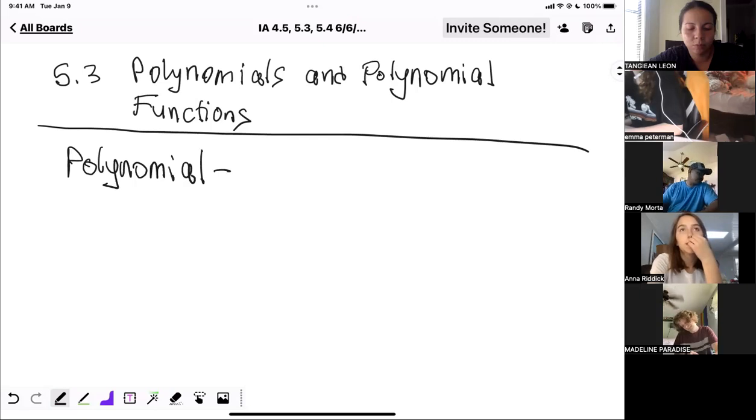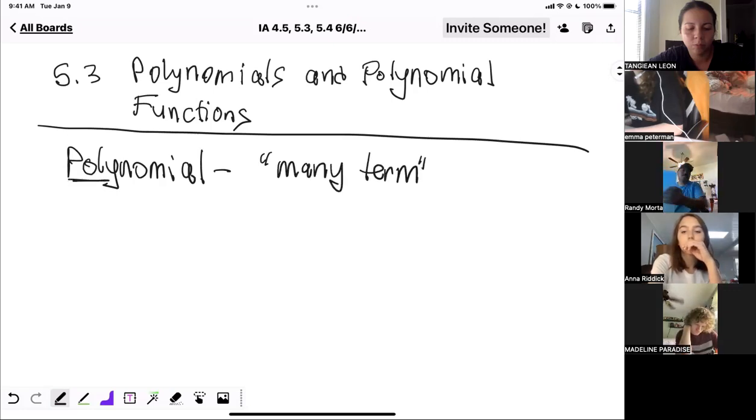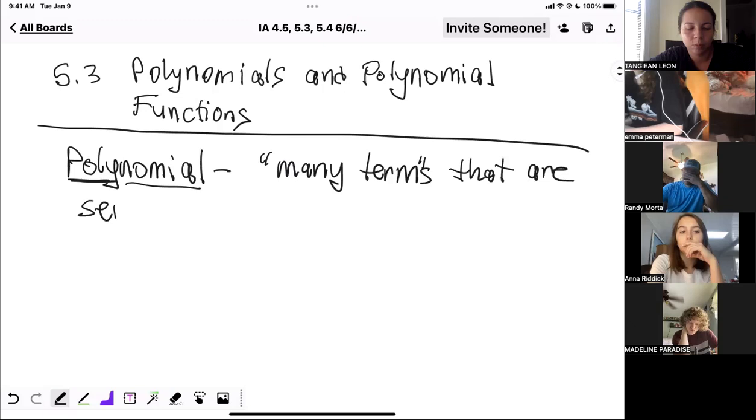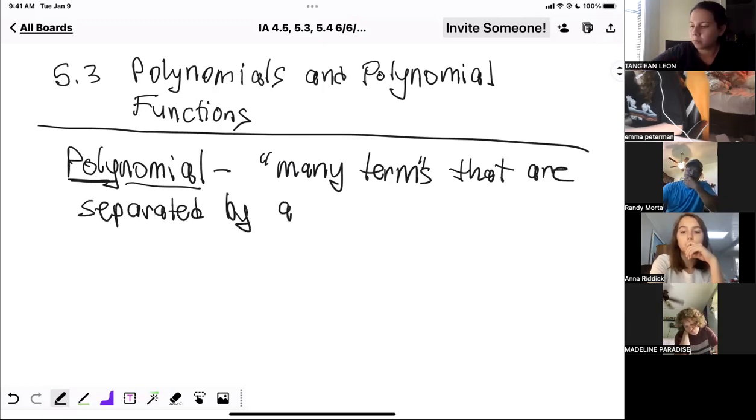Now, I could give you a whole math term, but this is what it means to me. Many terms. That's what poly means, many. Nomial is a term. So many terms that are separated by adding or subtracting.